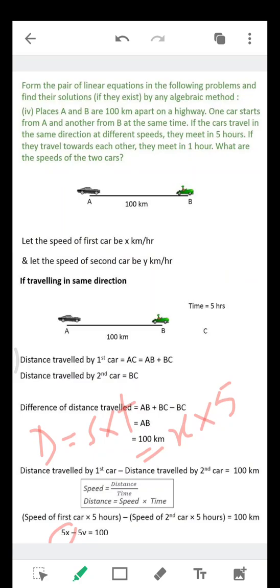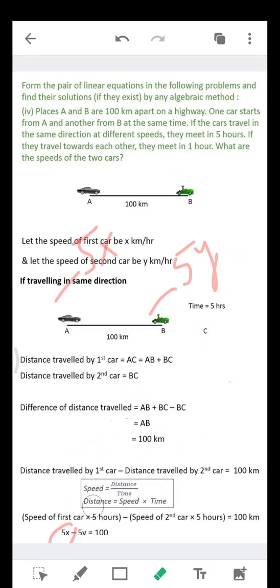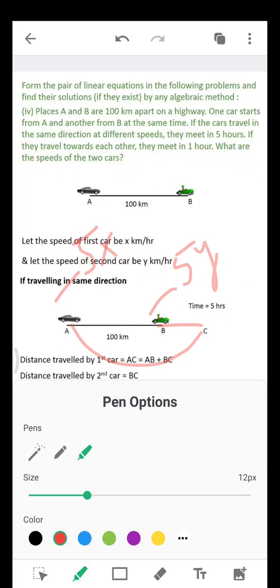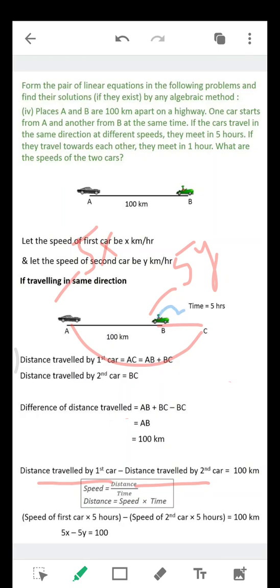And the distance traveled by the second car in 5 hours is 5y. The distance traveled by this car in 5 hours is 5y, and the distance traveled by the first car in 5 hours is 5x. So what happens now? To find the first equation, we need to use the first case: the distance traveled by the first car minus the distance traveled by the second car. So when you subtract these two distances, just have a look here. What will you get if you subtract this part?